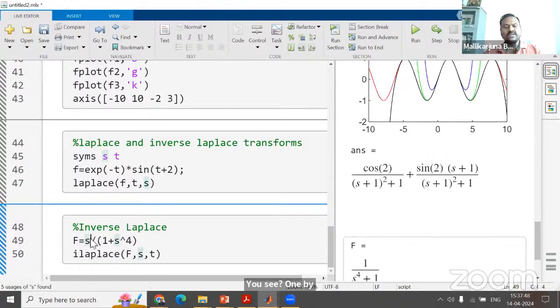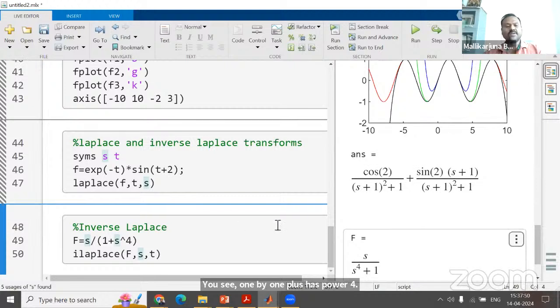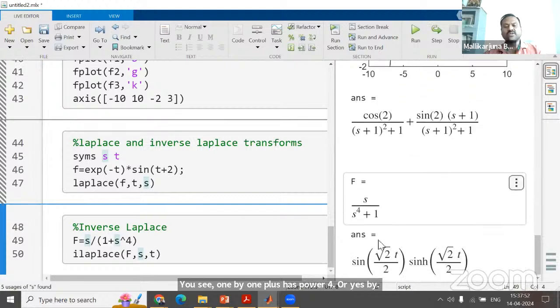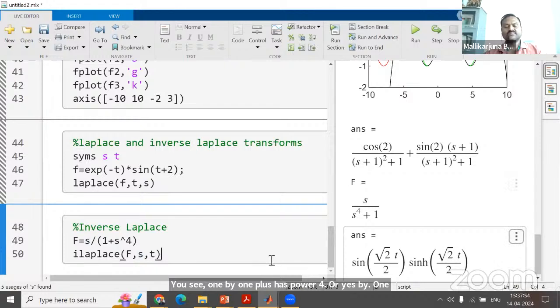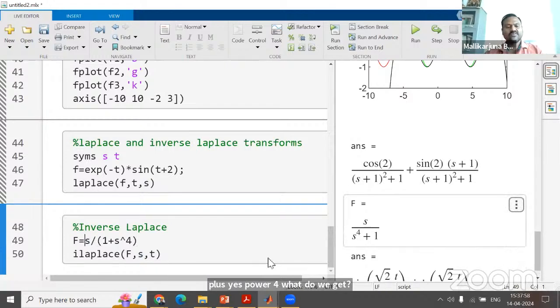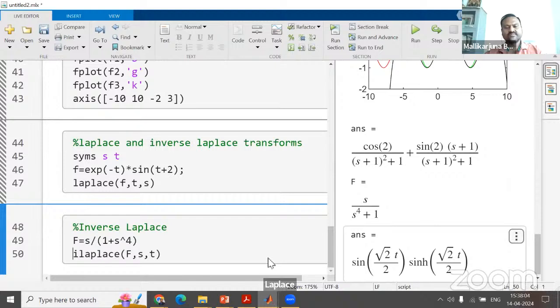Or s by 1 plus s power 4. What will you get? This is Laplace and inverse Laplace transforms.